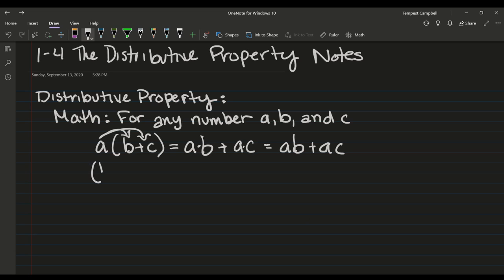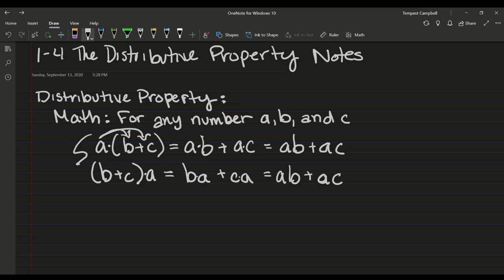The other way to write this is to have B plus C times A, because we technically have multiplication and that's commutative, so we can have either order. So we're going to then get BA plus CA equals, and the reason why I'm saying equals is to show that, because we have multiplication in between here, we can have AB plus AC. So notice how these are equivalent to each other, because order doesn't matter with multiplication.